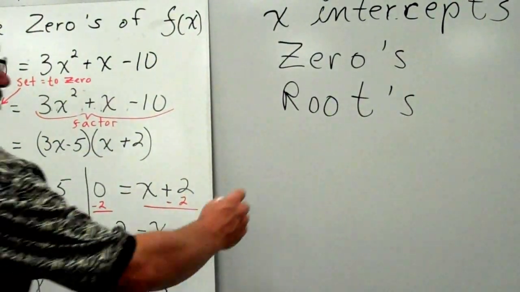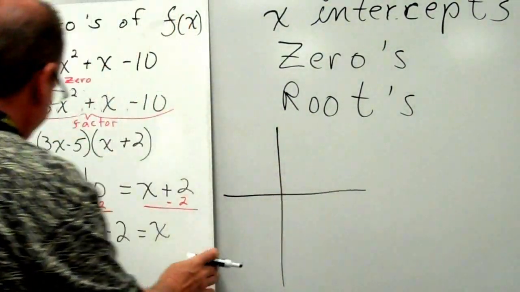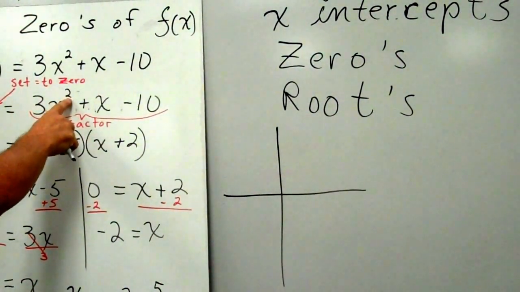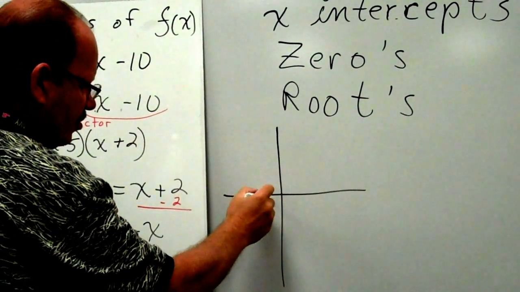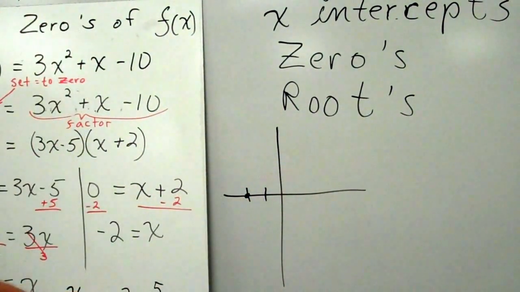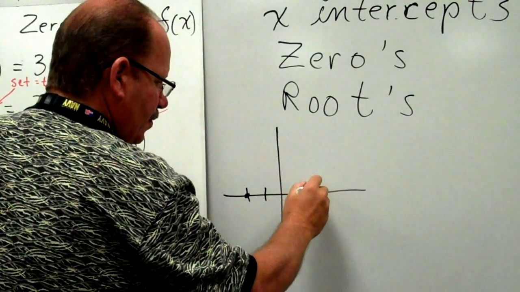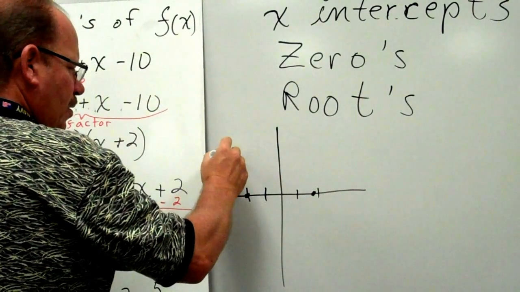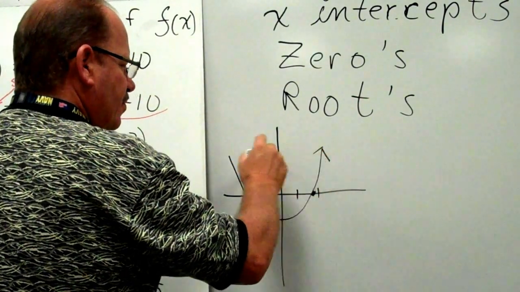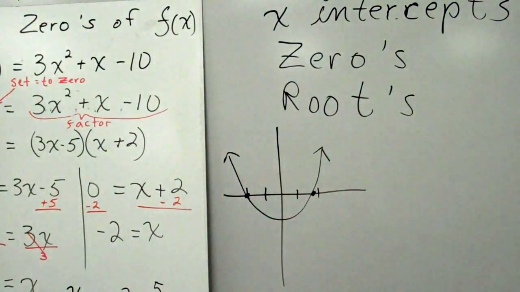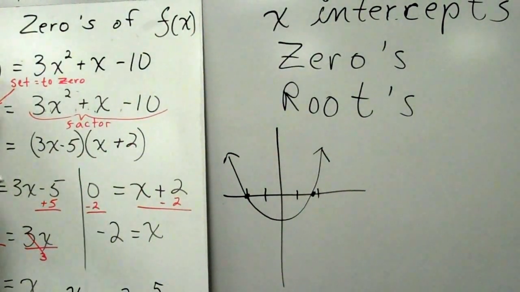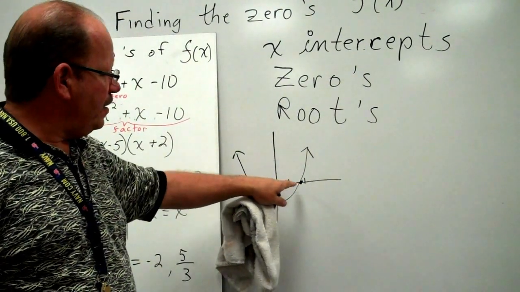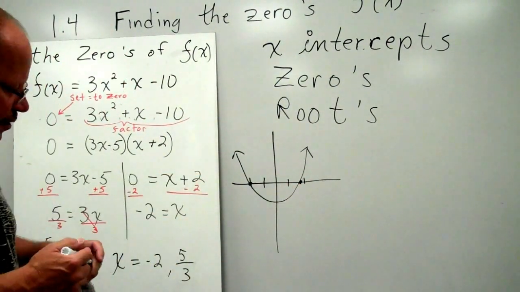Now what this might look like: it's quadratic, so it's going to be a parabola. And we're going to have an intersection at -2, and we're going to have another one at 5/3. 5/3 is just before, it's a third before you get to 2. And so this graph is going to look something like that. That's what the zeros are. This is the algebraic way to find them. Looking at the graph, you find them by just identifying the x-intercepts.